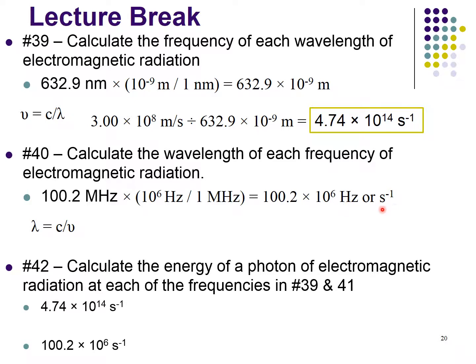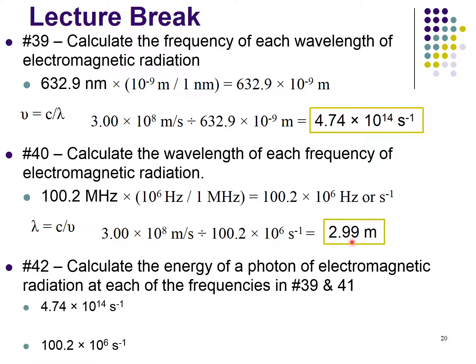So I'm going to use seconds to the negative 1 because it shows the units canceling out. So 3.00 times 10 to the 8th meters per second, that's our speed of light, divided by the frequency. We have seconds to the negative 1. Those are going to cancel out, and we're left with 2.99 meters.